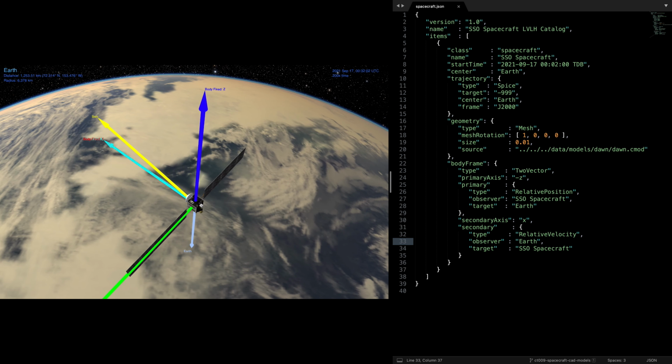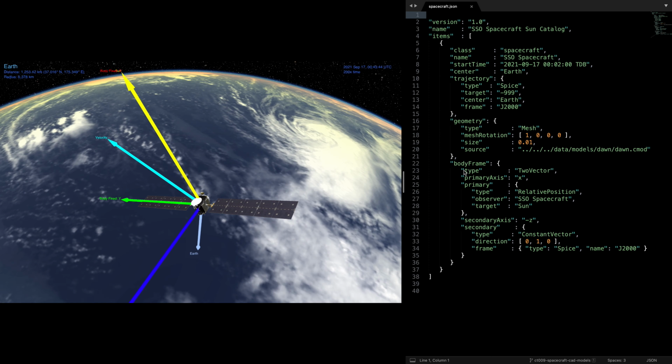And since this sun-synchronous orbit is nearly circular, the position and velocity vectors are always nearly perpendicular to each other. Now for the sun-pointing spacecraft, we define the spacecraft positive x-axis to be pointed in the direction from the spacecraft to the sun, which we can see in the scene here as those two vectors are aligned. And here the secondary we define as the spacecraft negative z-axis to be aligned with the y-axis of the inertial frame, and we'll go over why that is next.